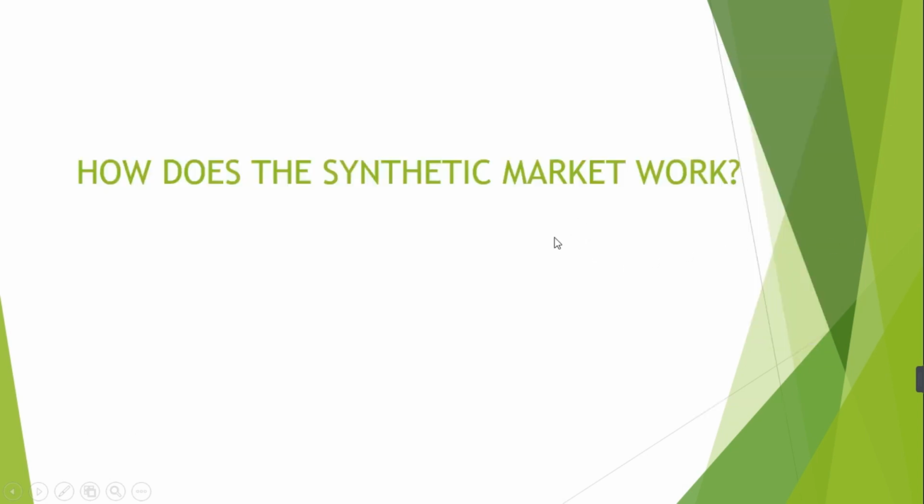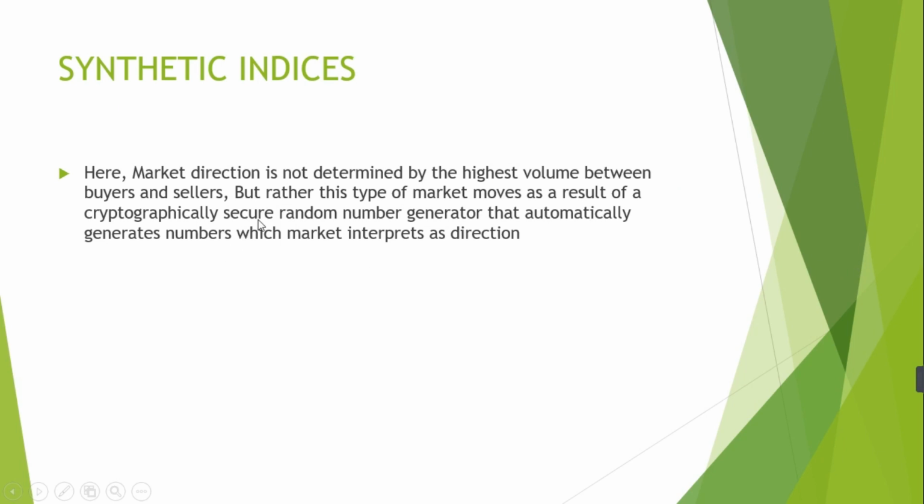So we've understood how the forex market works. Let's now get into the synthetic market. The synthetic market is a little bit tricky to explain. Here the market direction is not determined by the highest volume of buyers or sellers. Rather, the market moves as a result of a cryptographically secure random number generator. It's just a code that is already encrypted. So before anyone enters a trade, the market will already know where it's going.